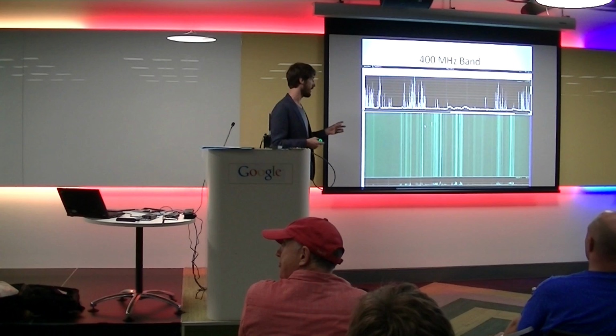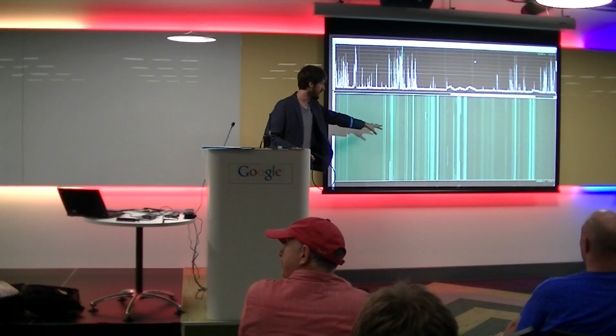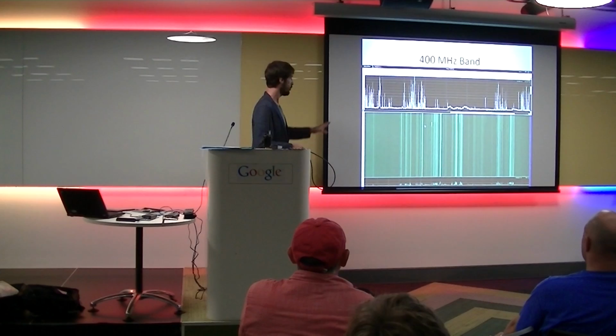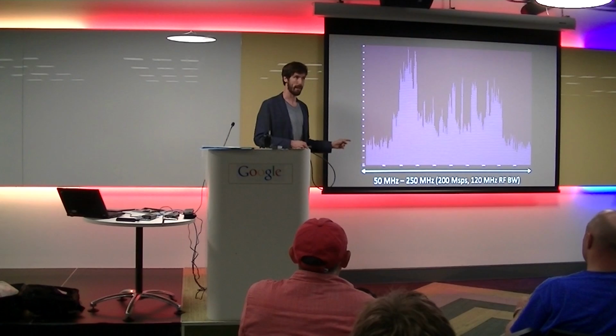And this one's interesting because in the 400 meg band, you can see that there are all these periodic signals that occur, trunk and control channels and bursts of data. And it's cool to be able to visualize such a wide swath of the spectrum. This one here is actually 200 megasamples per second, about 120 megahertz worth of useful RF bandwidth.